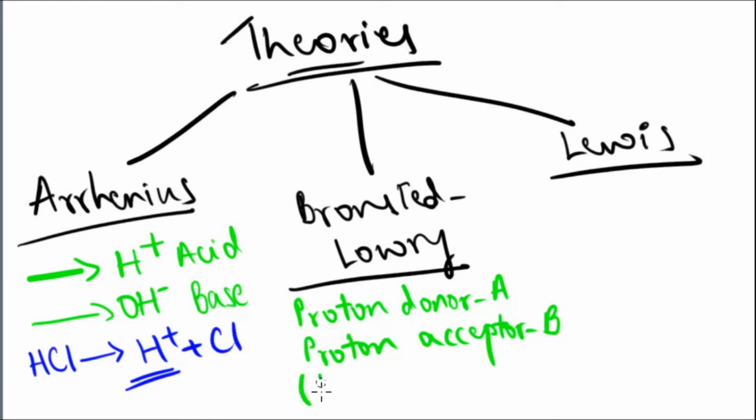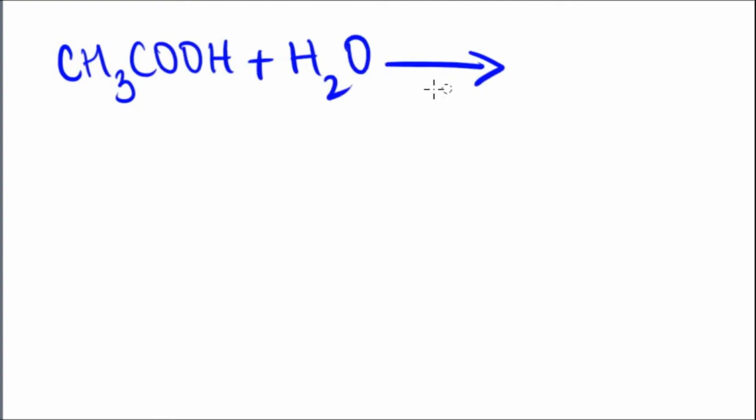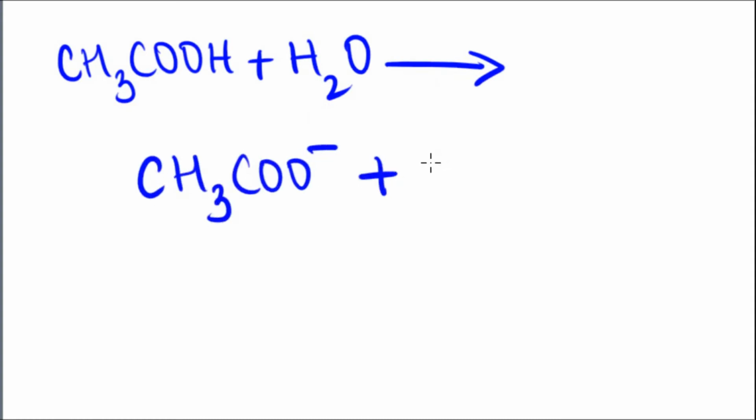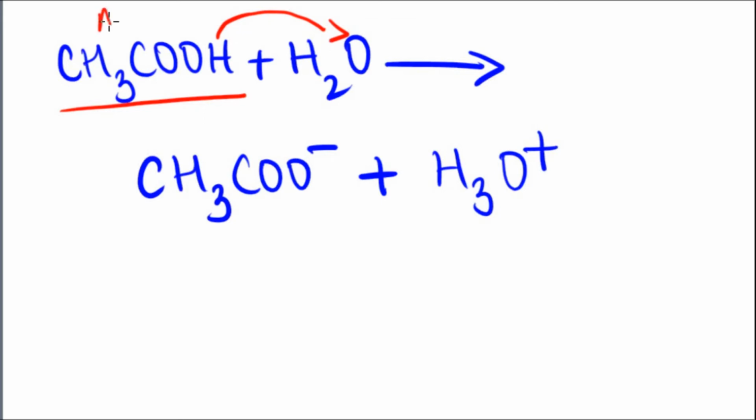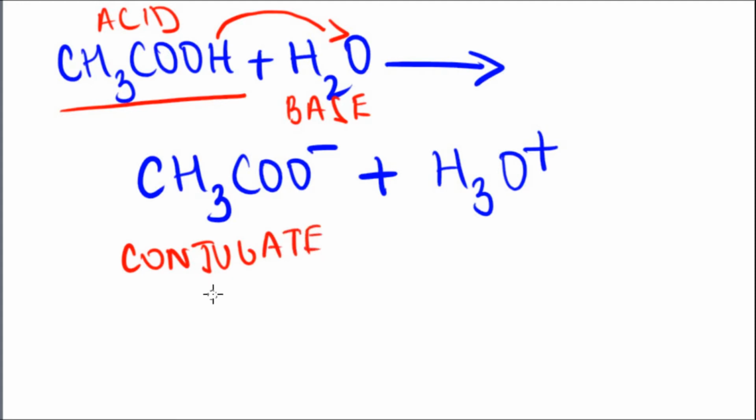For example, I'll take acetic acid and react it with water. Now the products will be an acetate ion and a hydronium ion. So here we can see that the acetic acid has donated a hydrogen or a proton to the water. So acetic acid will be the acid in this case, and water will be the base because it accepted the proton. And on the other side, the product side of the reaction, we can say that the acetate ion is the conjugate base of the acetic acid, and these are known as conjugate acid-base pairs.